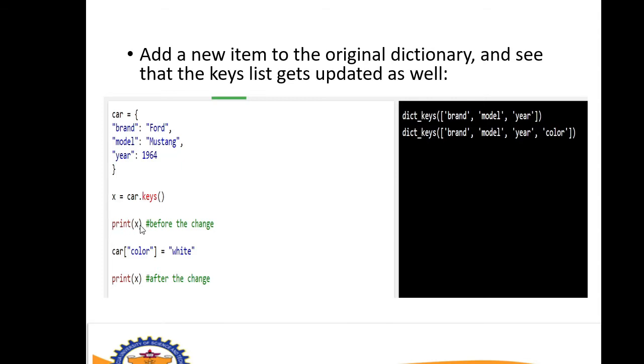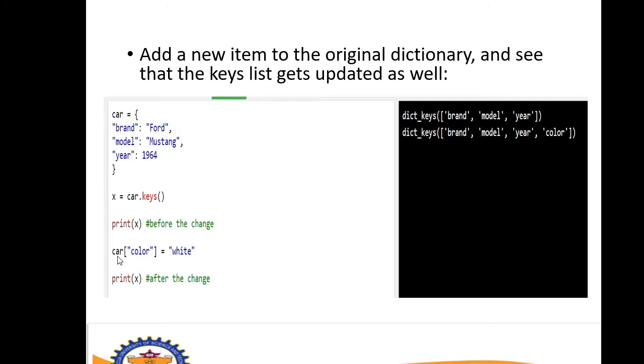And then print X. So before the change, it will automatically print all of the keys inside. So ito namang method na to class, how are we going to add another key value pair inside? So once na na-print na natin, pag print natin yung X, ipapakita niya yung original na content inside your dictionary key. Next naman is, ilalagay na natin yung idadagdag natin.